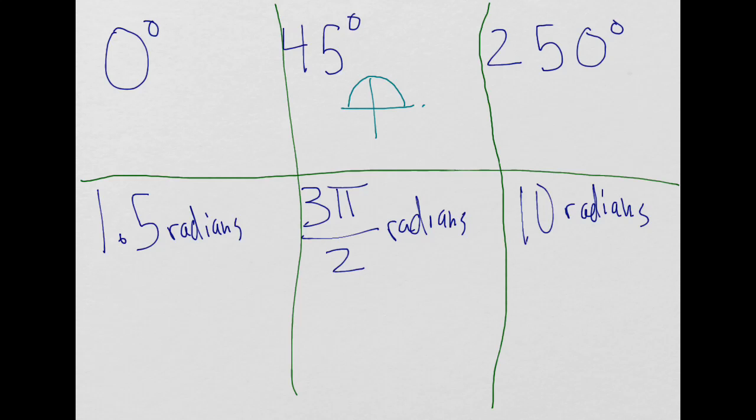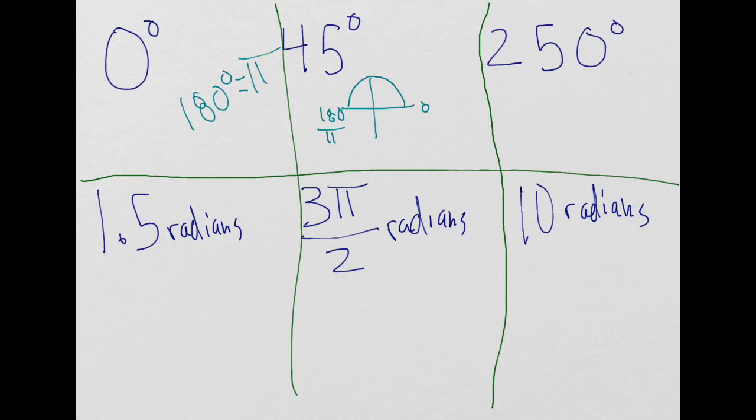Remember that when we go halfway around the unit circle, in degrees, we're dealing with 180 degrees. In radians, we're dealing with pi. So the reason that's important is because that essentially gives us a conversion factor like we would use in any science class. It tells us that 180 degrees is equivalent to pi radians. So we can use that to our benefit.